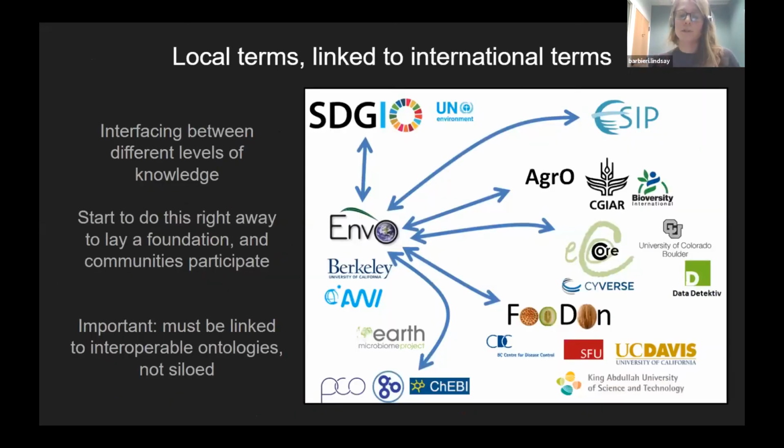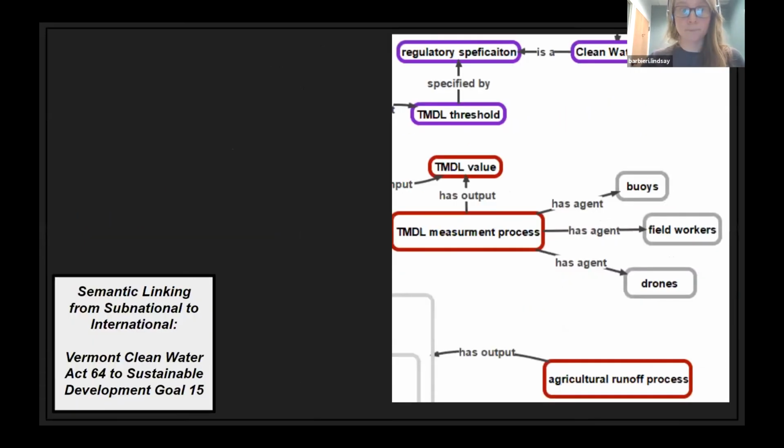And so this was something, again, work with Pierluigi, thinking about how we link the local terms to international terms and interface between these different levels of knowledge. So using linked interoperable ontologies to try to describe data that might be useful in these ways.